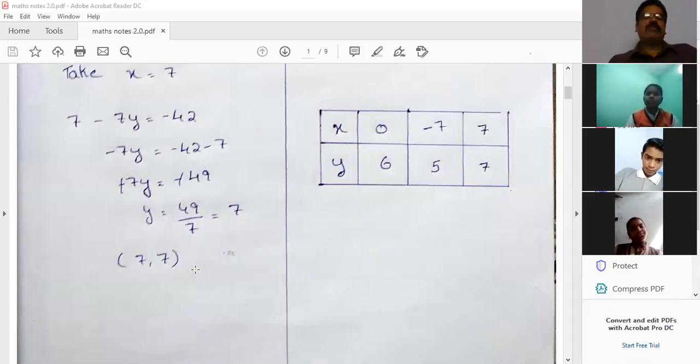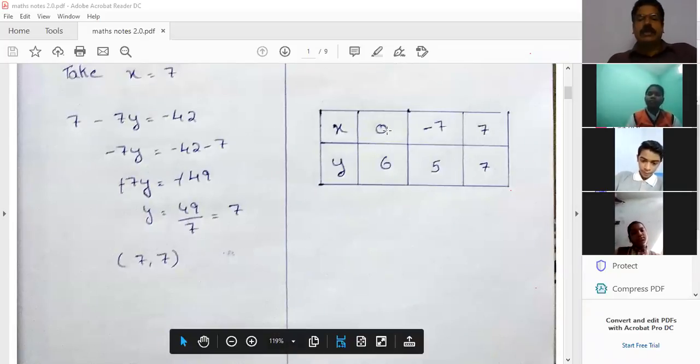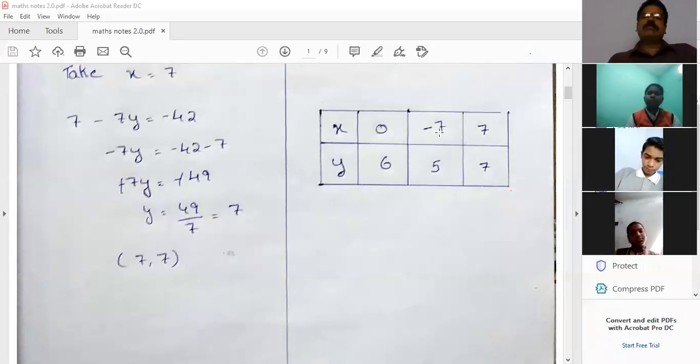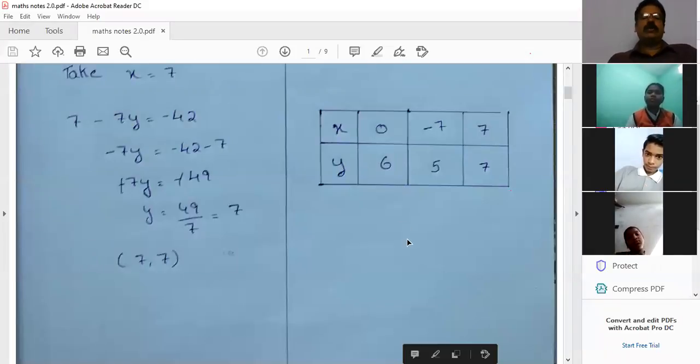To draw the graph of a linear equation you have to find a minimum of 3 solutions. So we got the 3 solutions. First I take x equal to 0, then I got y value 6. I take x equal to minus 7, then I got y equal to 5. I take x equal to 7, then I got y equal to 7. So these are the 3 solutions I got.